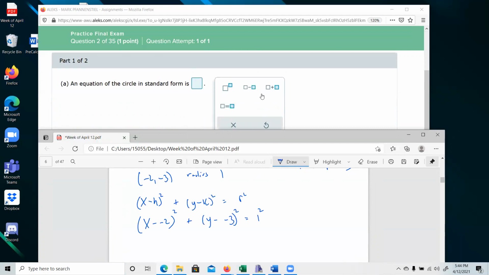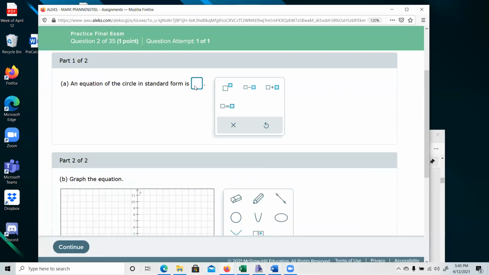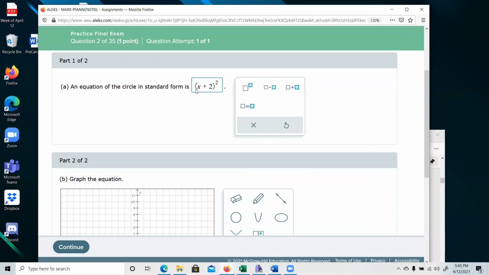We're going to clean this up a little bit, because I know they said standard form, but we're going to make that better. Right? So there are our values. Okay, so let's go ahead and write that in. We're going to have x plus 2 squared plus, what is this? Y plus 3.